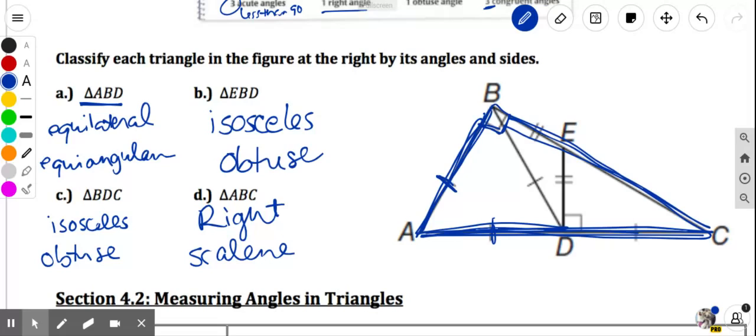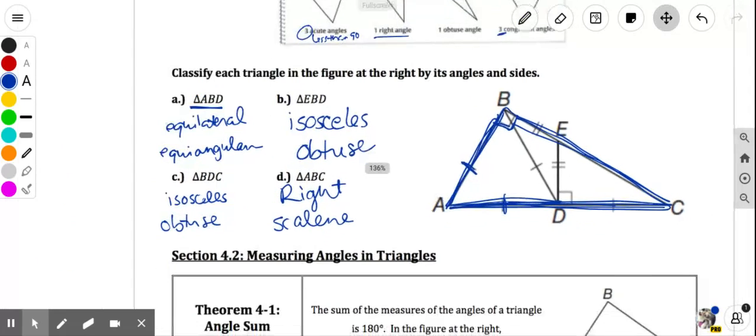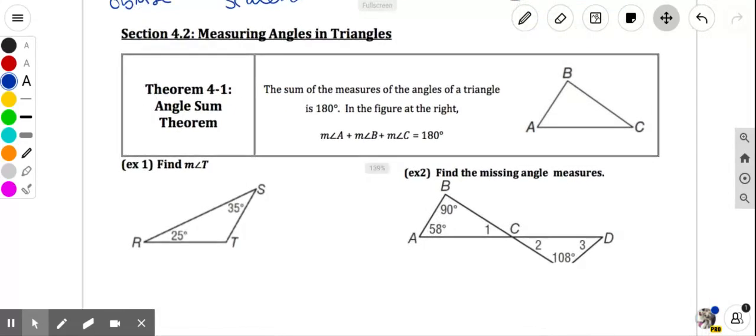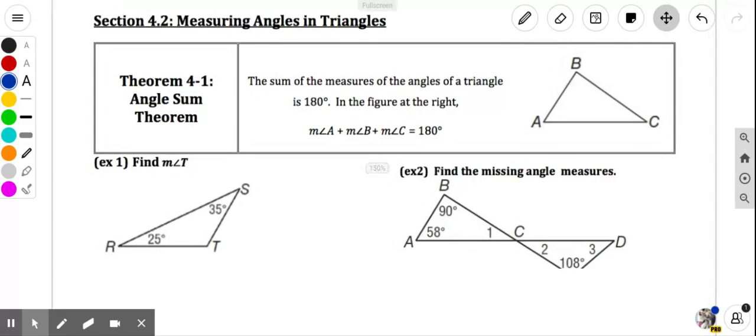So that's pretty much it for the first section. This is why we do 4.1 and 4.2 together, because 4.1 is just on classifying, which you guys learned in a younger grade. So we don't really need to focus on that. This right here, so 4.2 technically is focused around the angles in a triangle.